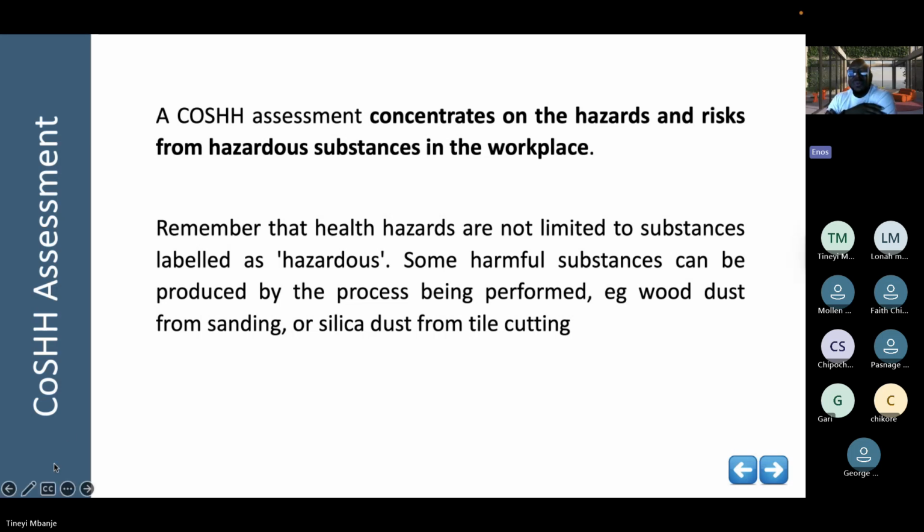Some harmful substances can be produced by the process being performed, for example, wood dust from sanding. So the wood itself, if you are given a piece of wood, it's not written hazardous, is it? It's not. But when they start using it, cutting it, grinding it, and so on, it's going to produce a lot of wood dust, which then becomes a COSHH substance, because dust itself falls under COSHH. And then items like silica dust from tile cutting, which is also carcinogenic as well.